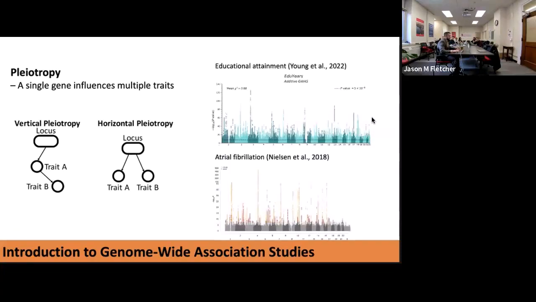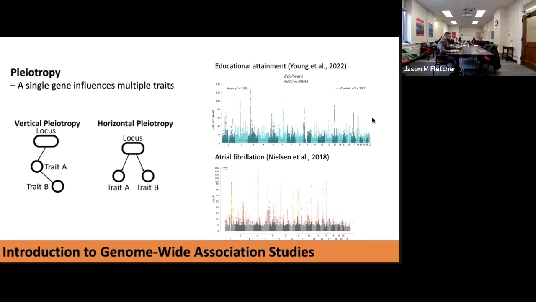With increasing sample size in genome-wide association studies, the number of hits or genetic variants associated with polygenic traits has dramatically increased. These are the Manhattan plots for two highly polygenic traits, one medical trait, atrial fibrillation, and educational attainment at the top. So Manhattan plots are the graphic representation of genome-wide association study results, with chromosomes and base pair positions on the x-axis and the negative logarithm of the p-value for the SNP-trait association on the y-axis.